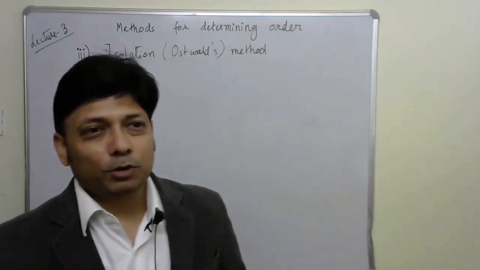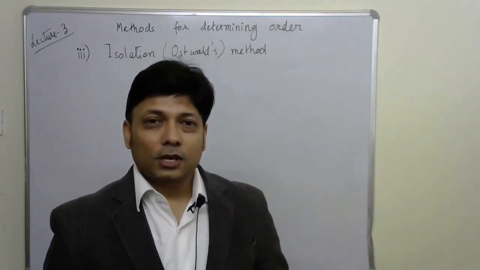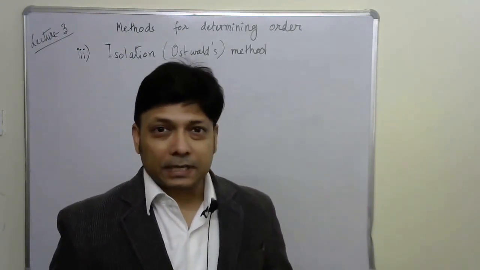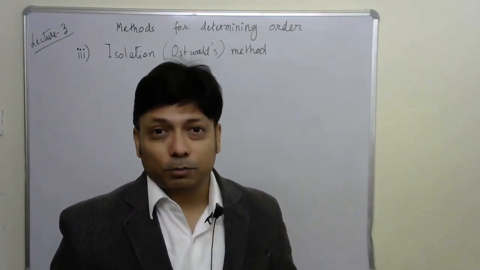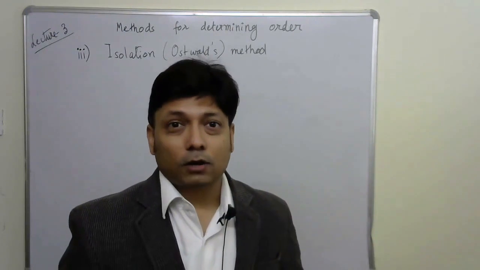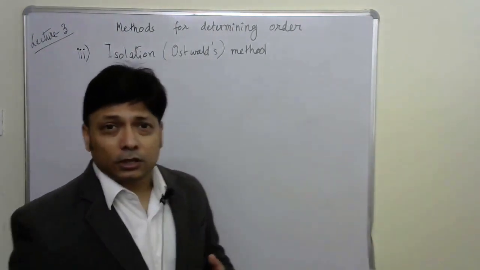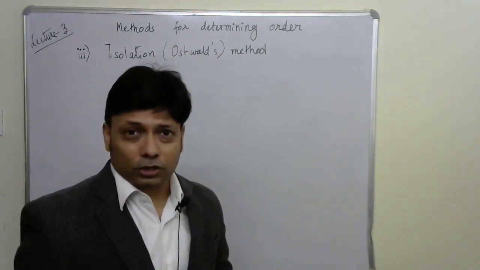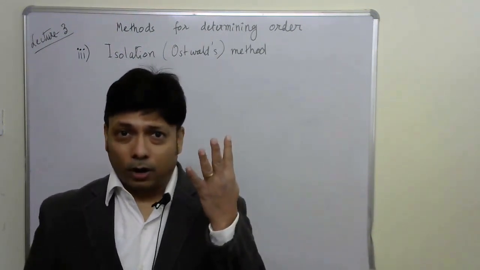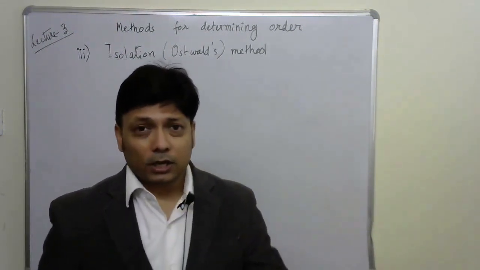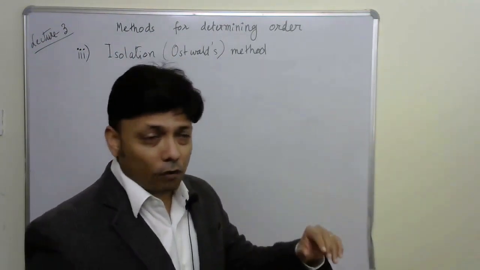Welcome to lecture number 3, Chemical Kinetics. So we have been discussing the different methods of determining order and rate law of an unknown reaction. So far we have discussed the integration method and the differential method. I told you there were 4 methods we are going to study, 2 of which we have already covered.